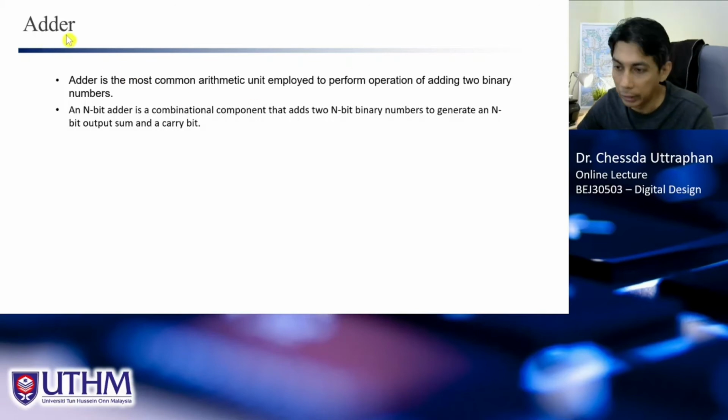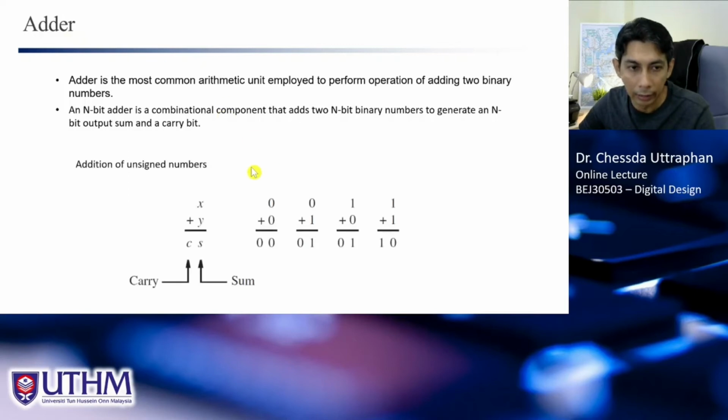So the first one is the adder circuit. This adder circuit can add numbers, but the idea comes from the manual calculation, or handwritten calculation, right? Or calculation by hand.